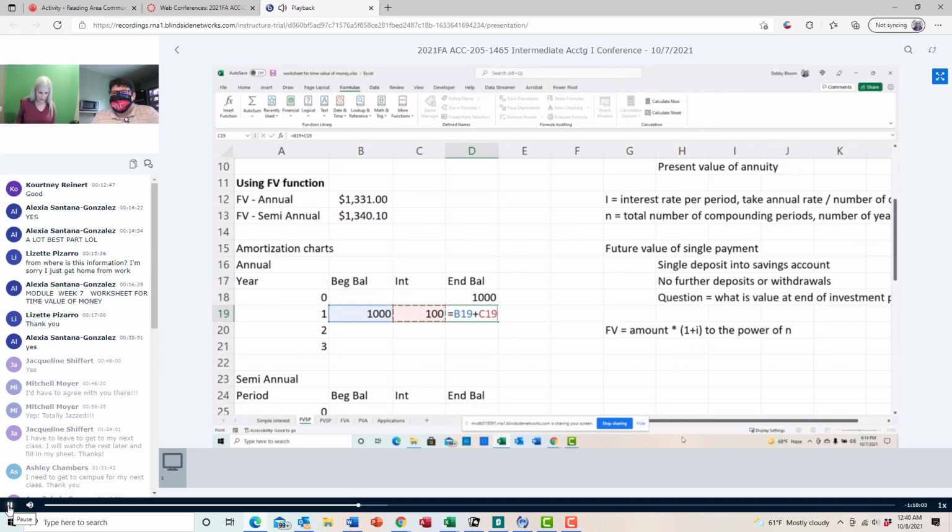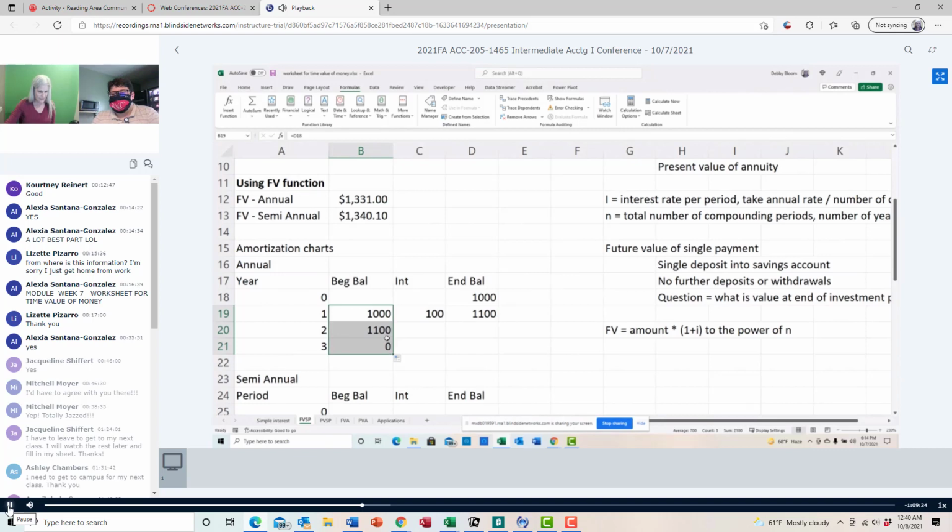So now I hit enter. Now I should be able to just select all these three, and I could technically just double click the fill handle. The problem is that because it's copying these cells, it'll change my 1,000 to 1,001 and 1,000 to 2. So what I'm going to do is click on the beginning balance, cell B19, and use that fill handle to copy it down.